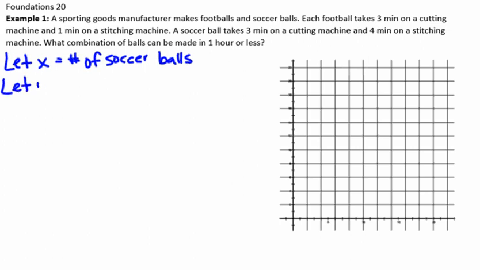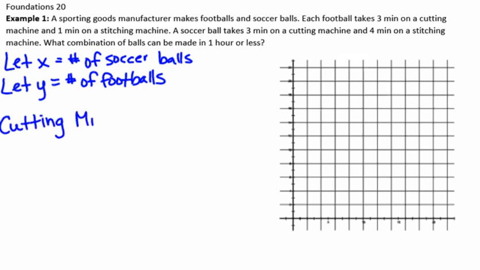And let y be the number of footballs. We want to write inequalities to represent both the cutting minutes and our stitching minutes for both machines. So both the football and the soccer ball took 3 minutes for the cutting. So cutting machine one first. Cutting minutes, we have 3x plus 3y, 3 minutes per football plus 3 minutes per soccer ball, has to be less than or equal to 1 hour or less, is what we're told in the question.